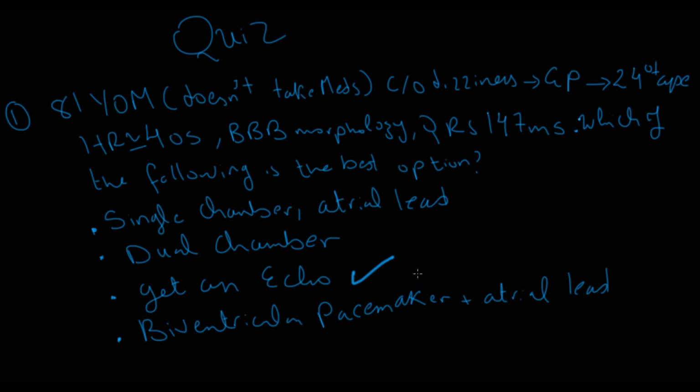The thing which is going to determine all of this is the ejection fraction in the echo. If it's less than 35, then it fits the criteria that we spoke about earlier: ejection fraction less than 35, QRS duration more than 120, and signs and symptoms of heart failure. That indicates that the patient is going for a biventricular pacemaker and atrial lead. However, if the echo showed an ejection fraction of, let's say, 45 or so, that means the patient has no indication for a biventricular pacemaker and he's going to get a dual chamber.